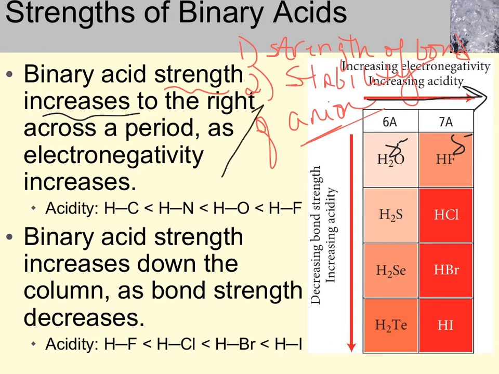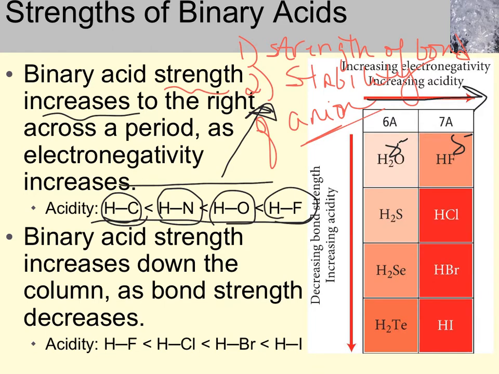Look back or rewind to reason number 2 for what affects the acidity of things. So just kind of look at a trend across one period. If you look at a hydrogen attached to carbon compared to hydrogen attached to nitrogen, oxygen, and fluorine, the acidity increases from left to right here because the atom the hydrogen's attached to is becoming more and more electronegative.